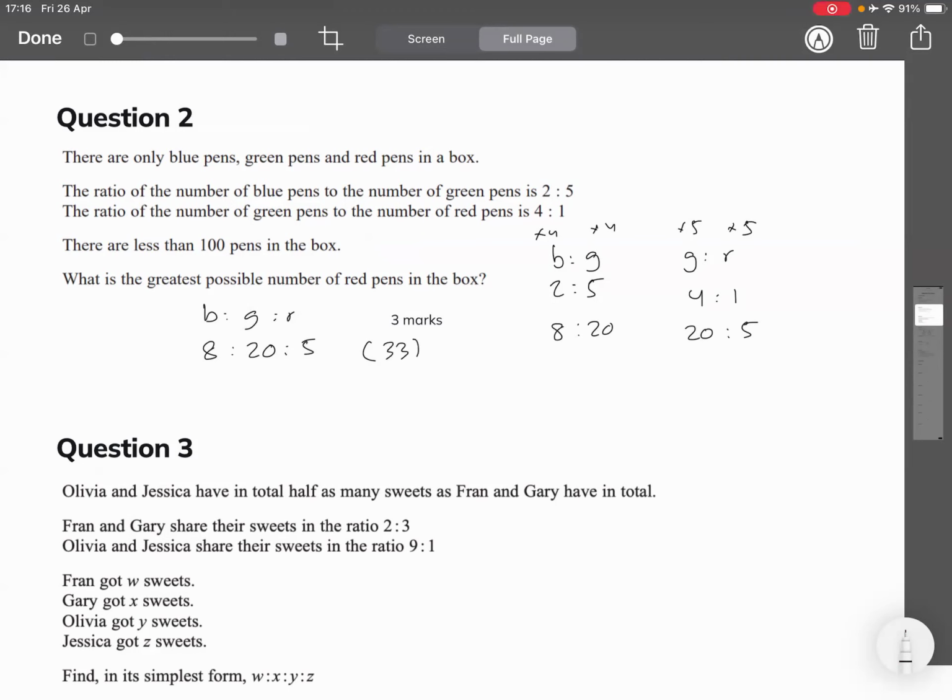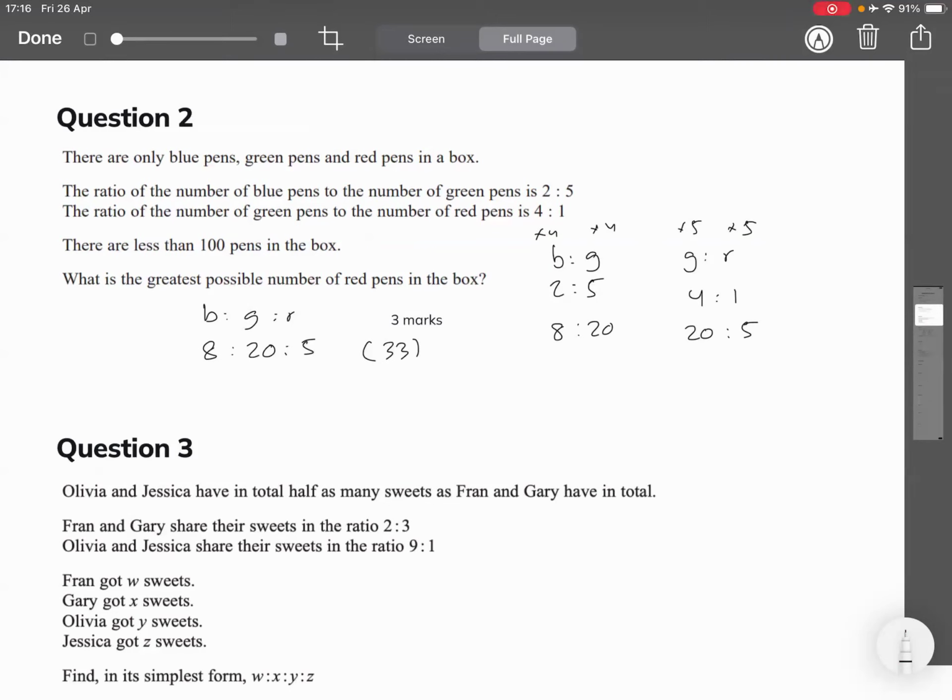But it says the total is less than 100. So there's no quick way to do it. But you know how this is simplified? I could times everything by 2, right? So if I times the total by 2, what would it become? 33 times 2 is 66. What about if I times it by 3? 33 by 3?